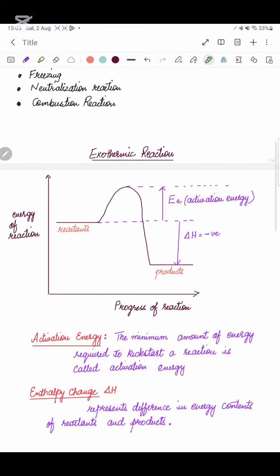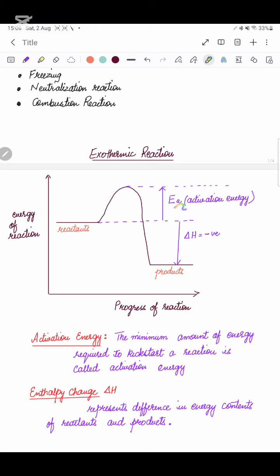Now let's consider the energy profile diagram of an exothermic reaction. In an exothermic reaction, as we know, heat energy from the reactant is released to the surrounding. So reactants are basically at a higher energy state while products are at a lower energy state. The difference of energy between reactants and products is called the enthalpy of the reaction. And remember one thing, the enthalpy of reaction is negative for an exothermic reaction.